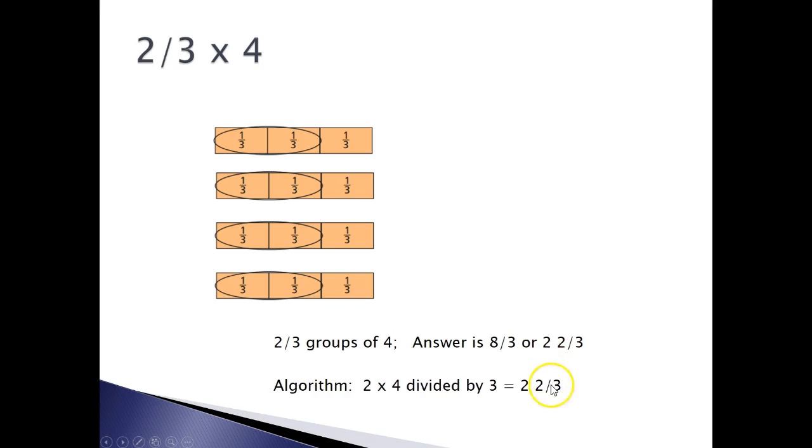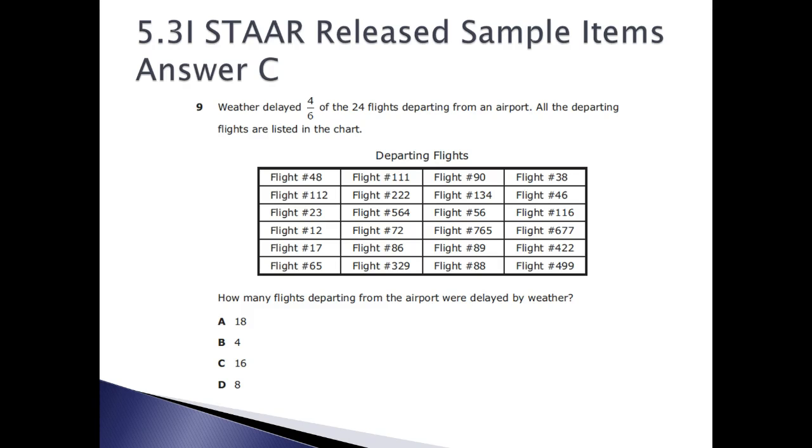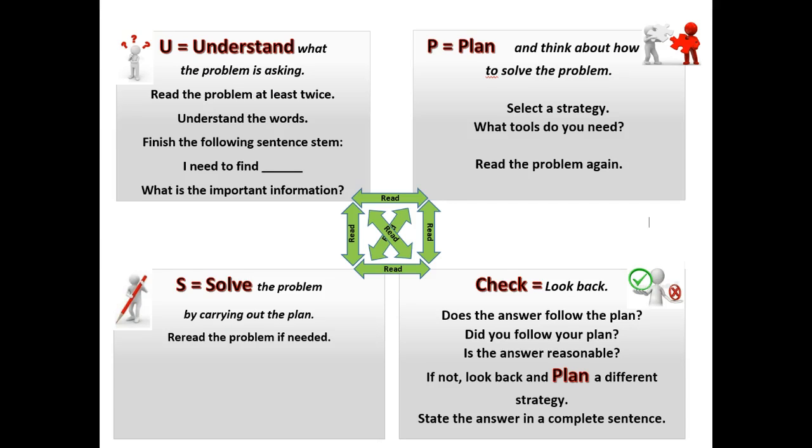Now, if you use the algorithm, it works, but the problem is this particular text says to represent. So notice on 5.31, it's our 12th lowest item, the kids had to choose the model. So they have to learn how to represent this information. Again, on this one, this is a STAAR released item. We don't know how the kids did on this one, but notice they could have words given as well.